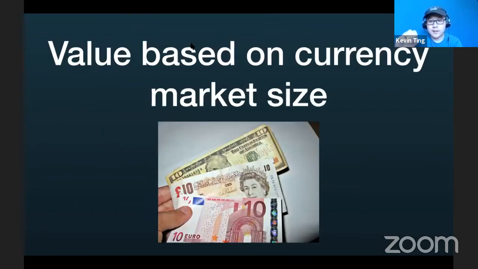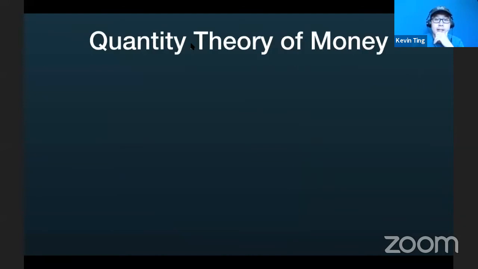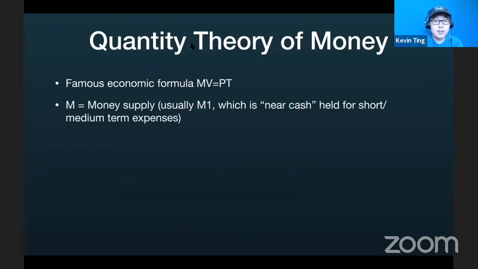The final thing that we want to look at is the value of Bitcoin based on the currency market size. This is based on the quantity theory of money, the famous economic formula MV equals PT, in which M is equal to the money supply, which is usually, and there are a lot of different types of money supply, you have like M0 to M4, I believe. Or maybe it was even more than M4. I forget. Adrian, do you remember how many M's there are?